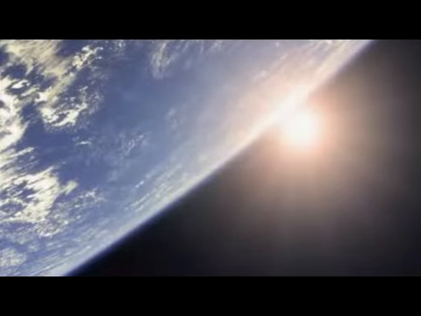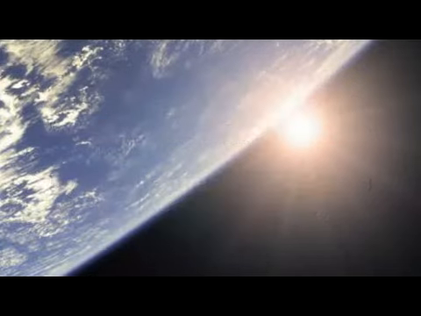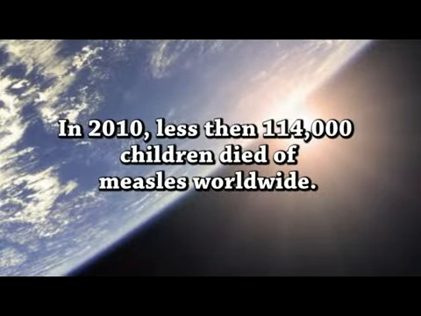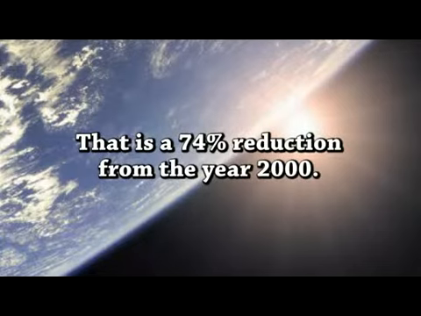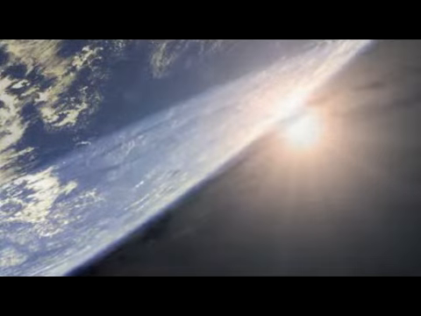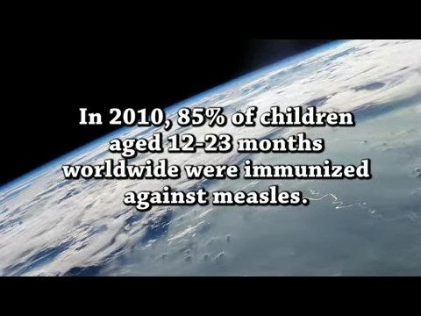The world has made significant progress in reducing the number of child deaths. In 2000, an estimated 9.6 million children less than 5 years old died worldwide. By 2010, annual child deaths had been reduced to 7.6 million. In 2010, less than 114,000 children died of measles worldwide. That is a 74% reduction from the year 2000, when more than 477,000 children died from measles. In 2010, 85% of children aged 12 to 23 months worldwide were immunized against measles.